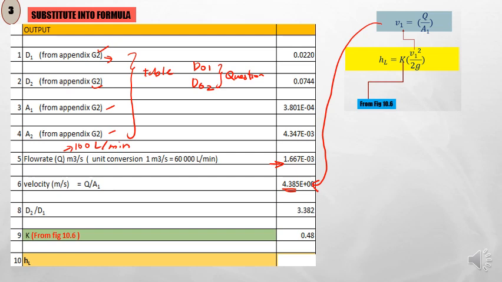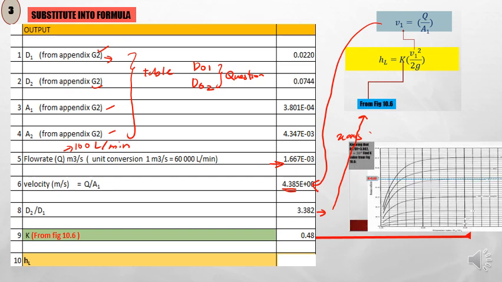And the ratio D2 divided by D1, this one is because we need this value for figure 10.6, for the x-axis value. And from figure 10.6, you will get the K value, which is 0.48. And lastly, you substitute the K value, the V, and the 2g into this formula, and finally you will get your HL, which is 0.47 meter.